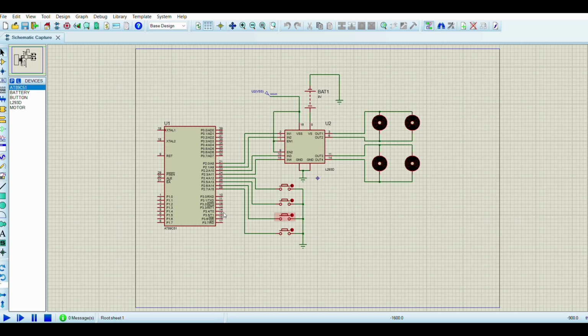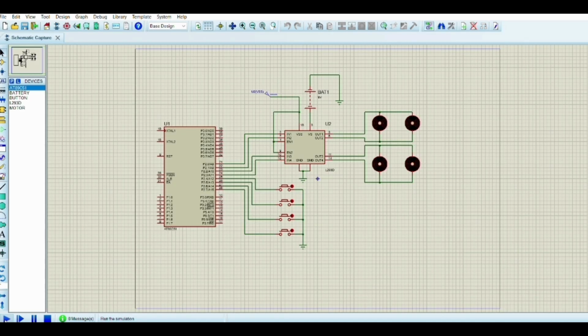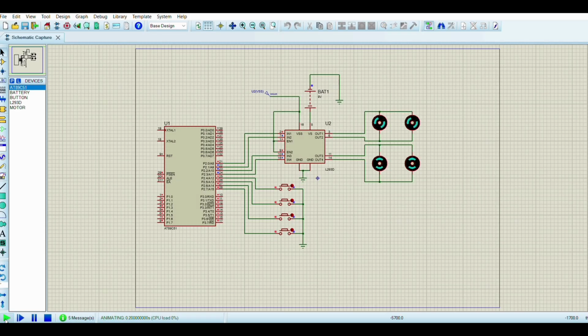Through the interaction of the magnetic fields, it is commonly used in a wide range of applications from household appliances to industrial machinery. We have used a 12 volt DC power supply. So now I am going to simulate the circuit.